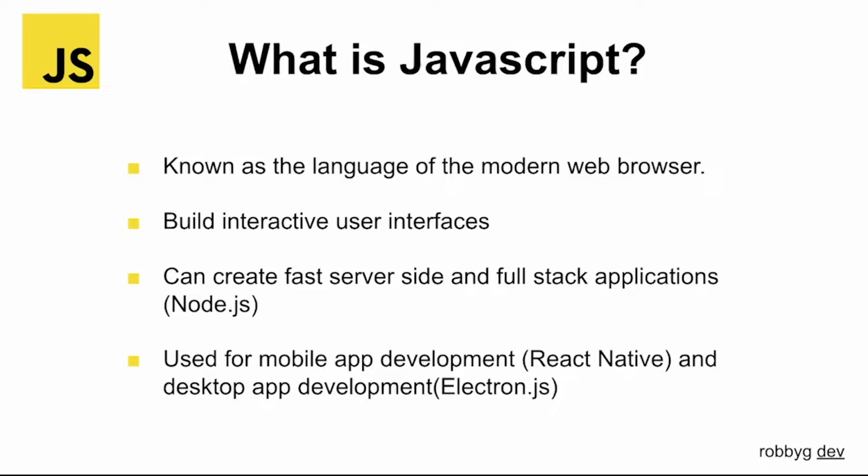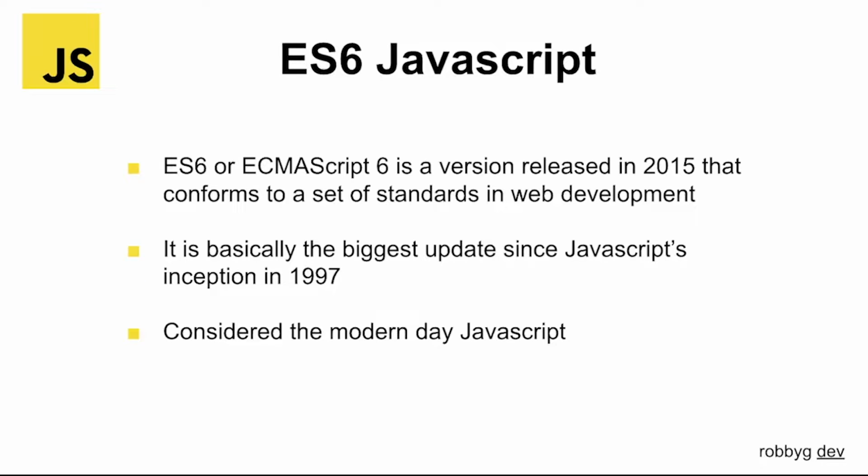It can also be used in backend development using Node.js, which is a JavaScript runtime designed specifically to work outside of the web browser. In saying so, it's capable of building very fast server-side and full-stack applications. Other uses of JavaScript include mobile app development with JavaScript frameworks such as React Native, and even desktop apps using other frameworks like Electron.js. You might have come across the term ES6 or JavaScript ECMAScript 6, which is basically a set of standards or protocols that JavaScript conforms to.